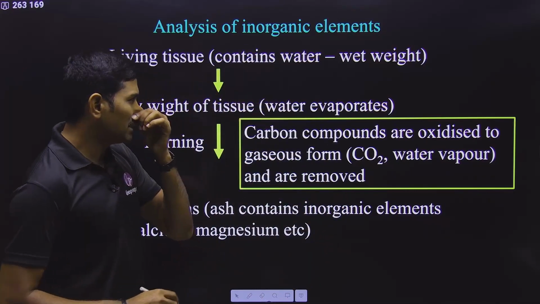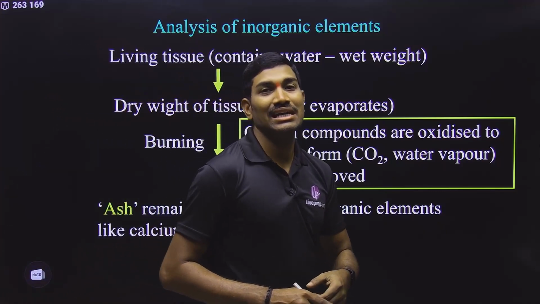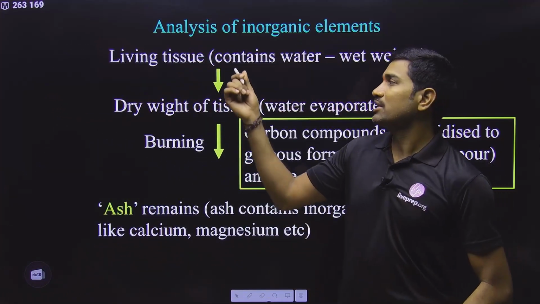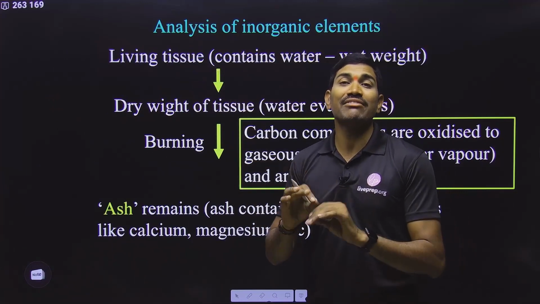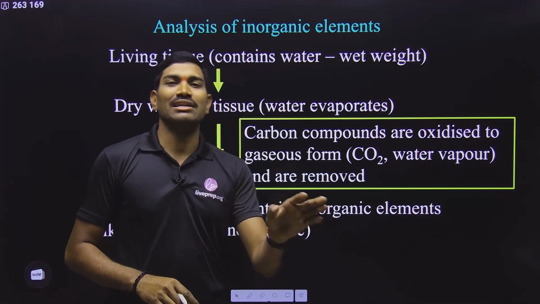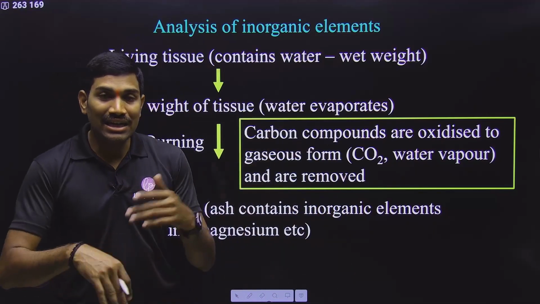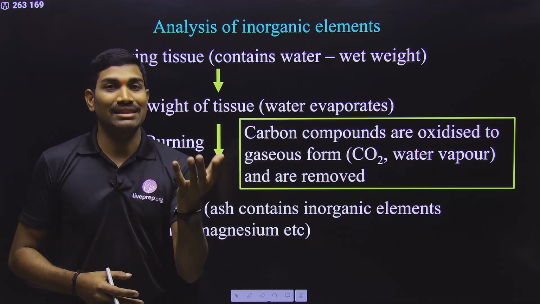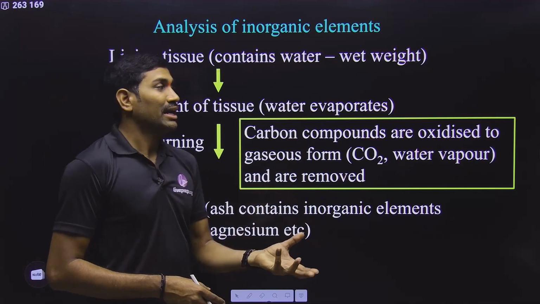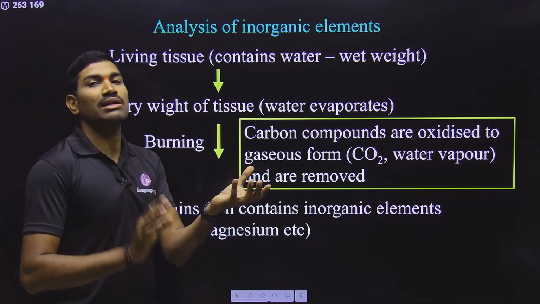The process is very simple. Initially you need to take some living tissue. Living tissue generally has more water in it. If water is present, it is called the wet weight of a tissue. So first you need to dry it so that the water evaporates. Once the water is evaporated, we measure the weight again, and that is called the dry weight. Now this dried tissue we take and burn.